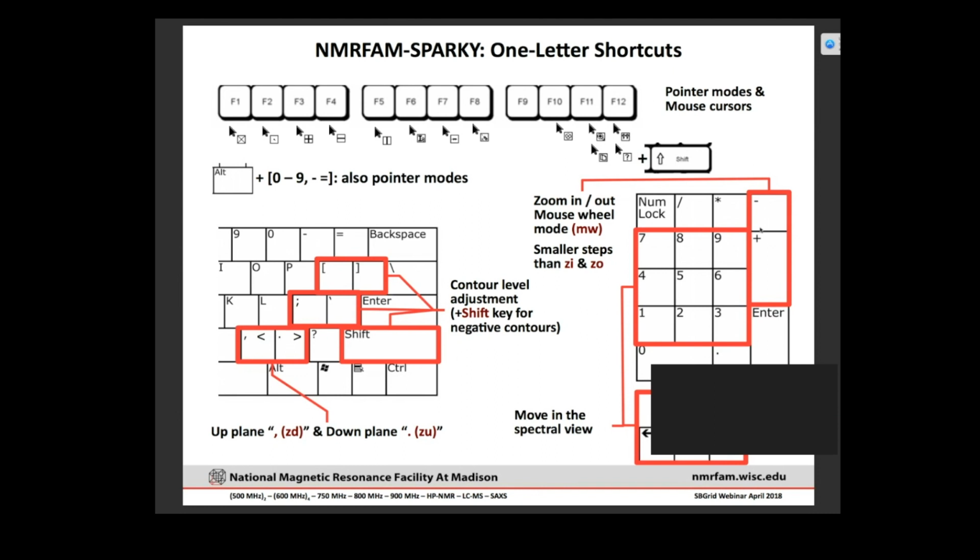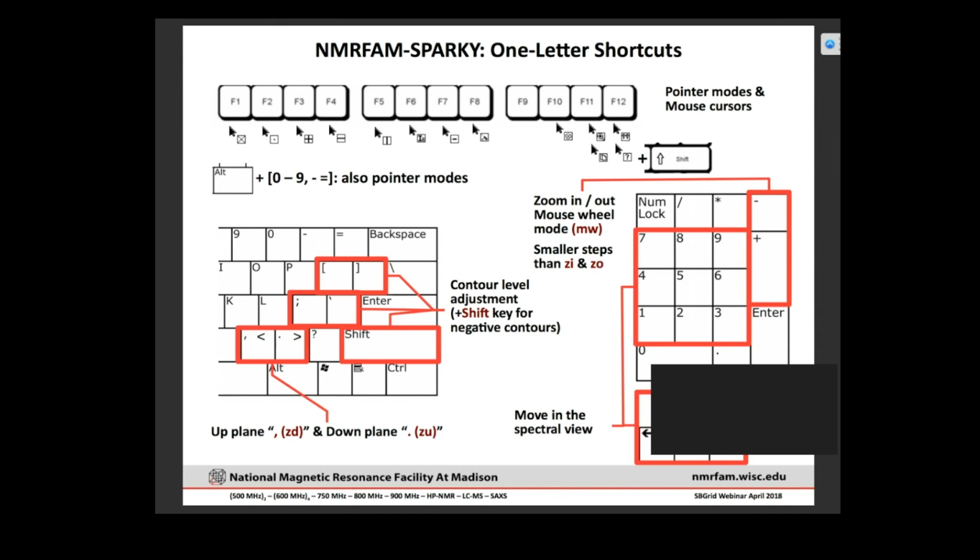I think I did not mention the contour level adjustment. Basically, these keys are for the positive contours. But if you hold the Shift key, then it will work on negative contours. So you can use Shift and bracket to make smaller gaps between the contours, or on the other hand, you can use this bracket to make less crowded contours, and so on.